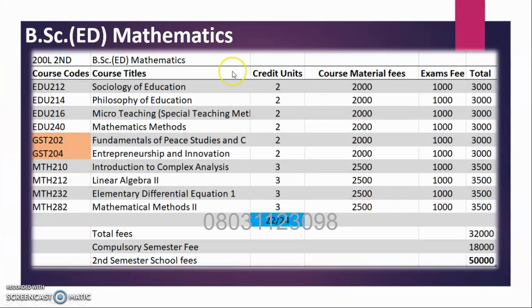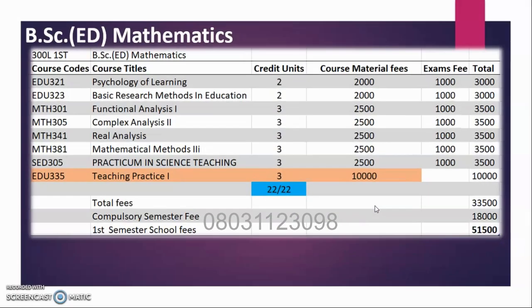Then the 200 level second semester, these are your courses, and you are expected to pass 22 of the 24 units here. So if you fail one of the courses here, you may not have to retake it, you may just move forward. However, in the end, you will become a graduate. The fees are calculated the same way, and you have 50,000 as your fee for 200 level second semester.